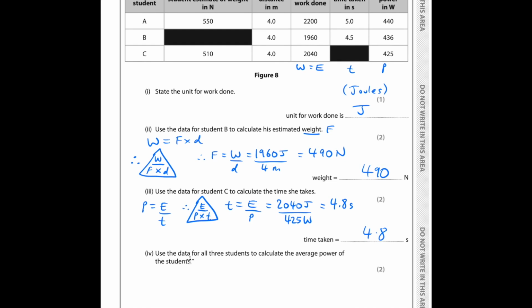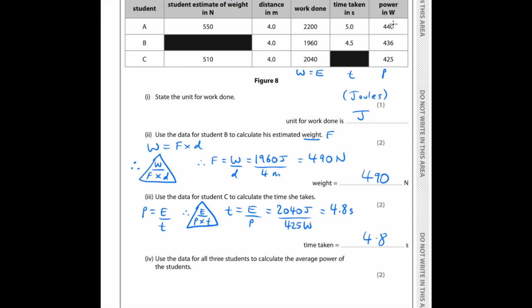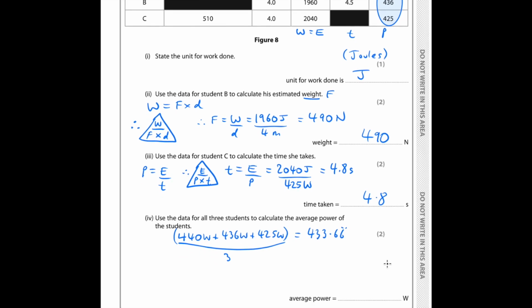Part 4. Use the data for all 3 students to calculate the average power of the students. So we just need to add these 3 powers together and then divide it by 3. And that equals 433.6 recurring. And they've done their powers to 0 decimal places, so we'll round that up to 434.